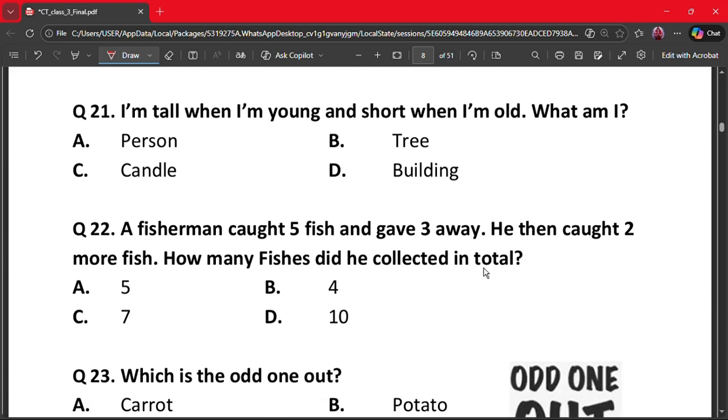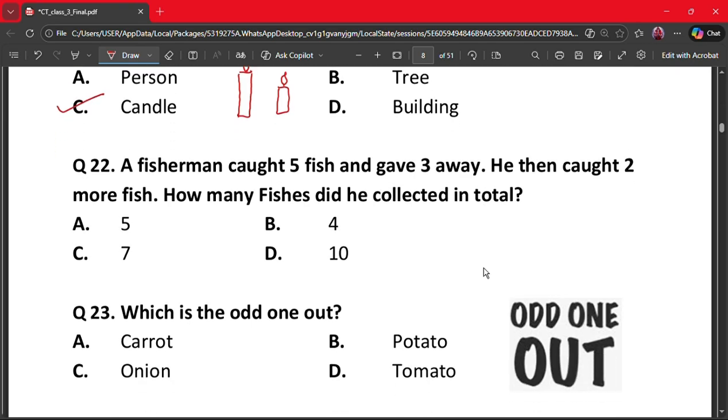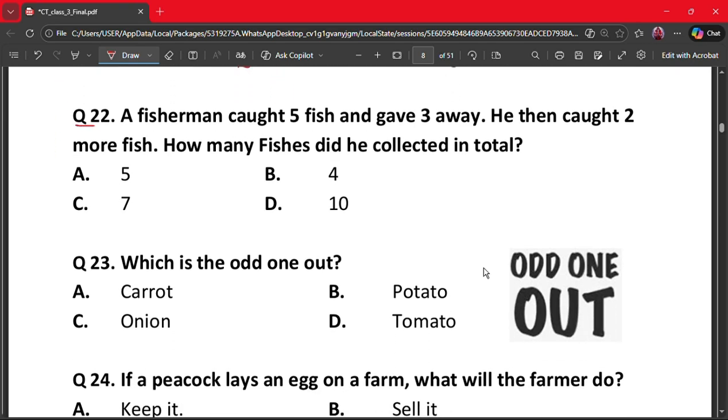Question 21. I am tall when I am young and I'm short when I'm old. What am I? A. Person, B. Tree, C. Candle, and D. Building. The correct answer is option C. Candle. I'm tall when I'm young. So when you light a candle, it is tall, and after some time, when it becomes old, it is short because it melts.